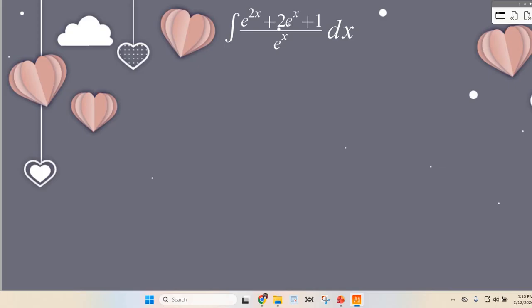Other ideas? Just the top. Okay, so if I did just the top, okay, what's the derivative of e to the 2x? 2e to the 2x, and then I would still have a plus 2e to the x plus 1. So I also don't have that anywhere. Just the bottom. We're going to try that.